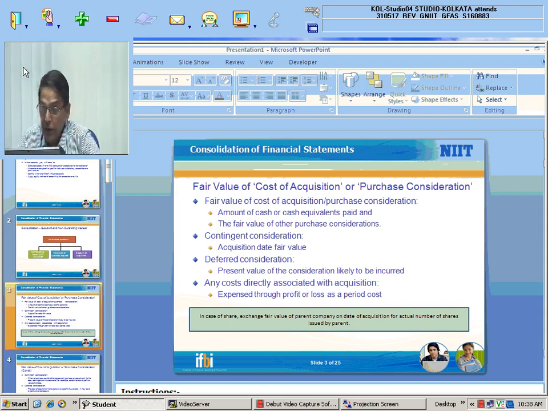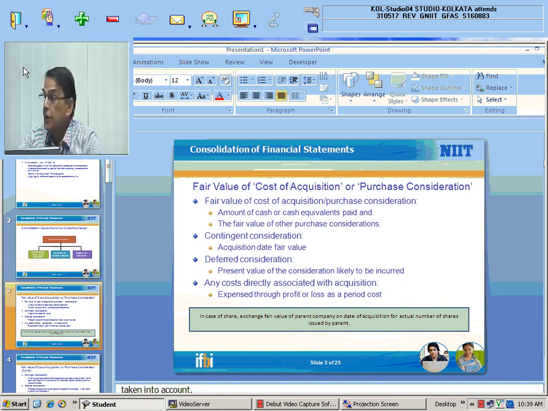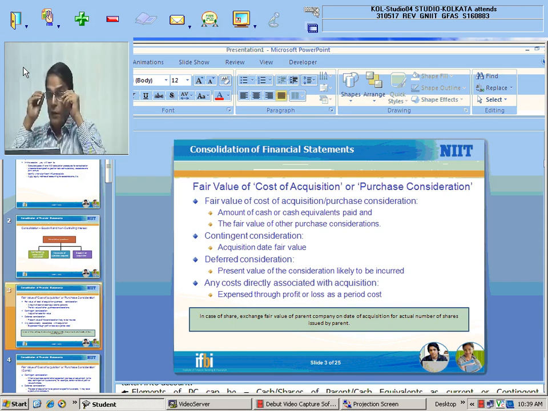So purchase consideration is basically essential for calculating goodwill. Purchase consideration is measured at the fair value of all the elements to determine the value of the goodwill on acquisition date. If share exchange takes place, then fair value of the number of shares of parent company paid to subsidiary is taken into account. Elements of purchase consideration can be cash, can be shares of parent, can be cash equivalents, either as current or contingent consideration or deferred consideration. Contingent consideration and deferred consideration will be defined in the next slide in more detail.